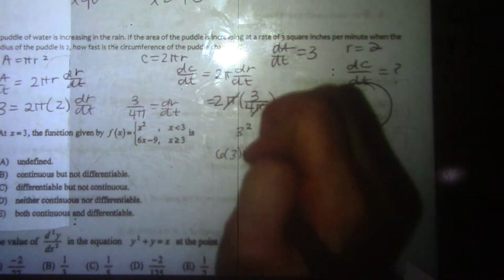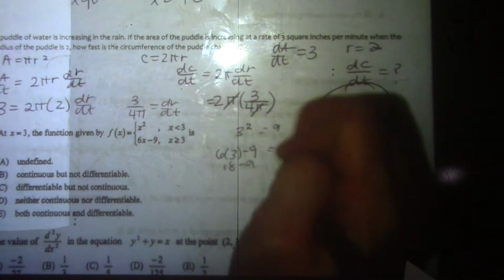Here we want to find if it's continuous or differentiable. Continuous we'll just plug in, so 3 squared when we come from the left is 9. 6 times 3 minus 9 is 18 minus 9, which is also 9, so this is continuous, right? We can cross off these ones. Now we need to take the derivative for differentiable. This is 2x, this is 6, so 2 times 3 is 6, which is equal to 6, so it is also differentiable.